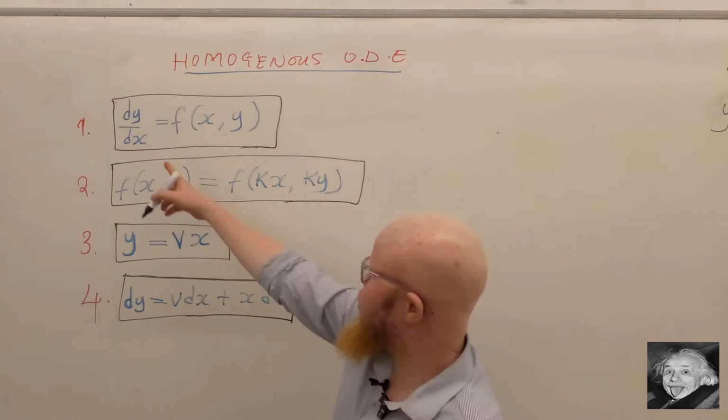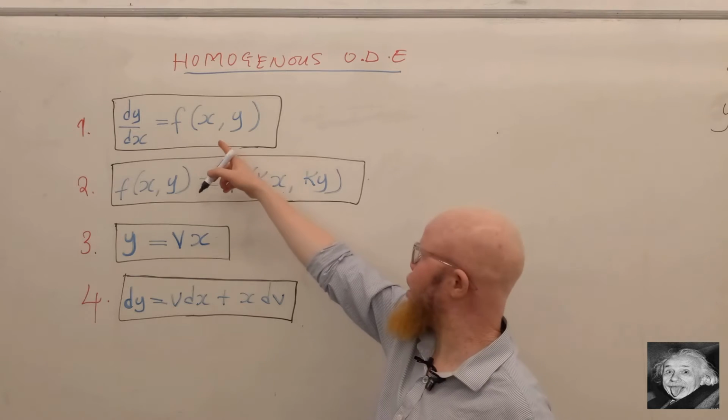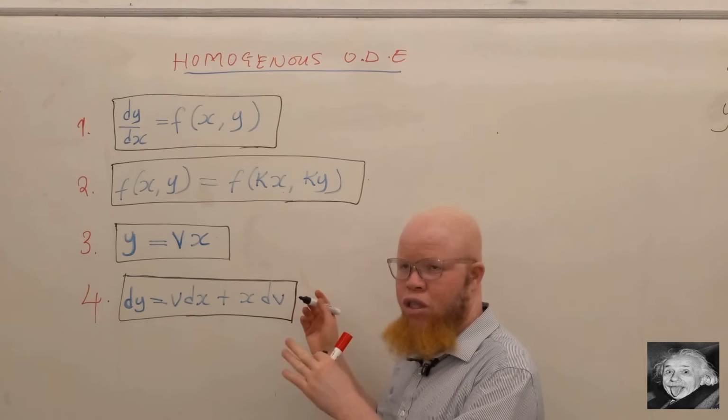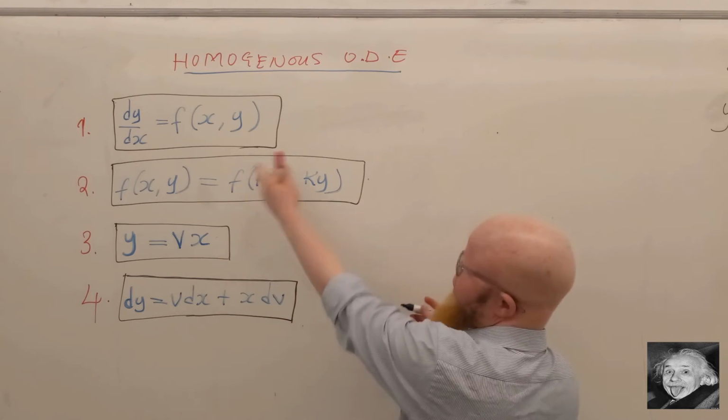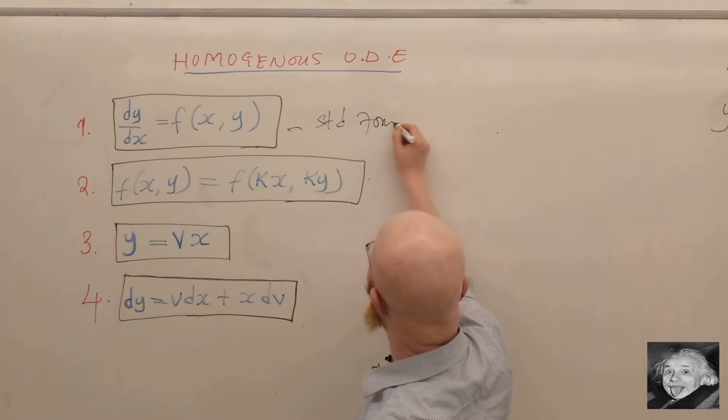So you need to have dy/dx equal to this multivariable function, just x's and y's, meaning you have a function consisting of x's and y's on this side. So this is the standard form.